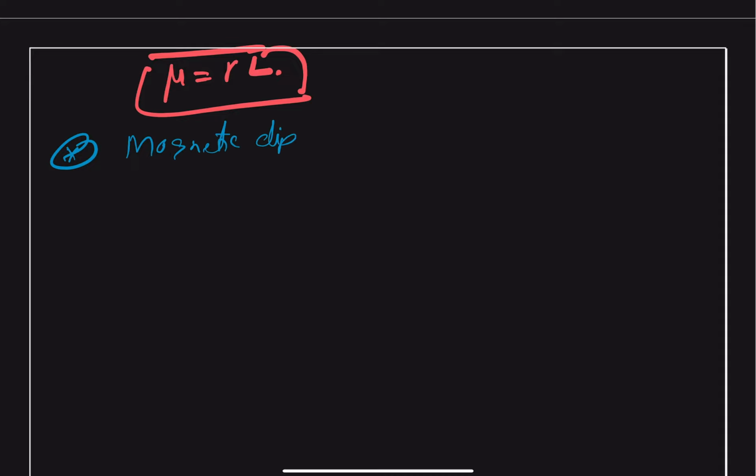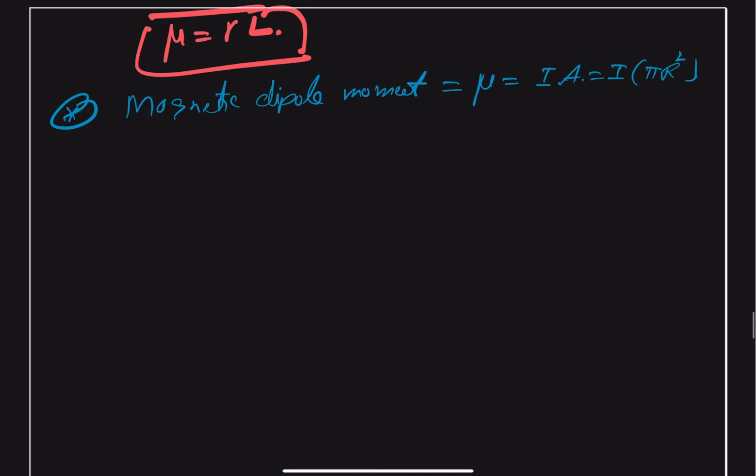Magnetic dipole moment, that is our mu, is equal to current multiplied by the area, and the radius is constant, so we can write that our area will be equal to pi r square. And the value of current is also given to us. Based on this, we can find out the initial dipole moment.